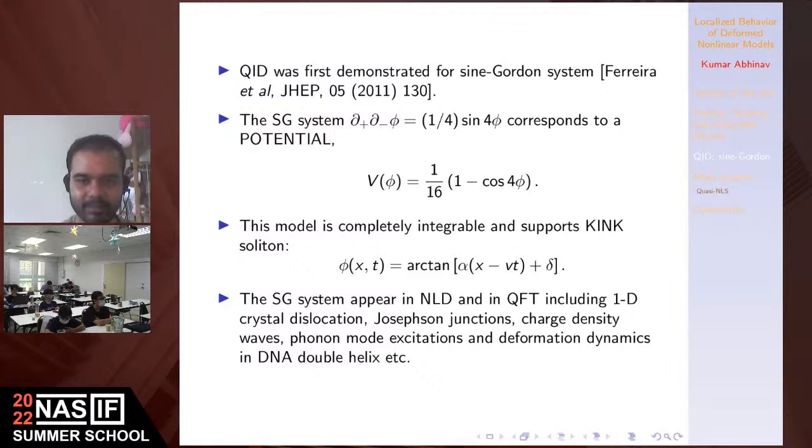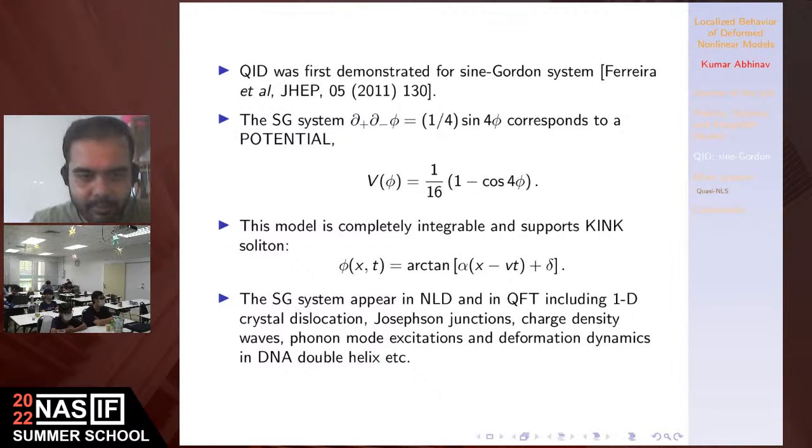It is satisfied by something called a kink soliton. What is a kink soliton? I'll show you just in the next slide. So it's a solitonic solution which is localized. So okay, it is an idealized system. There are no deformities and all. It's an integrable model, so it is satisfied by a solitonic structure.